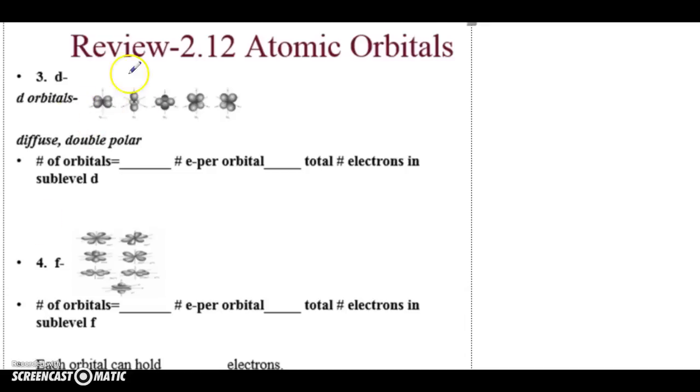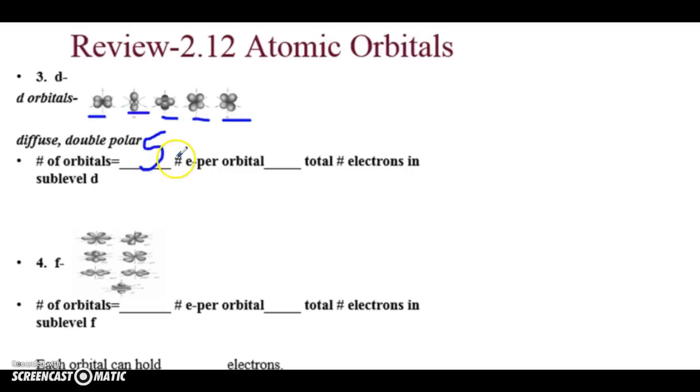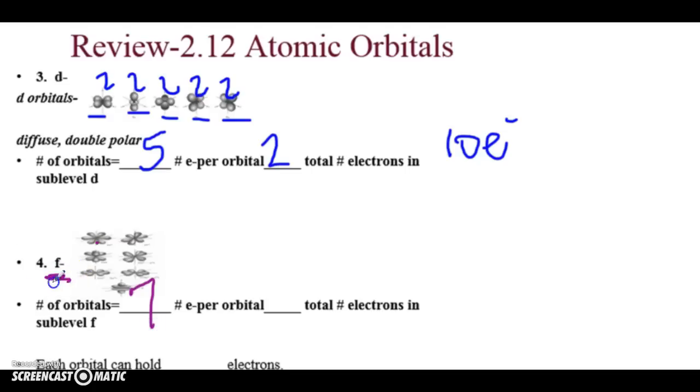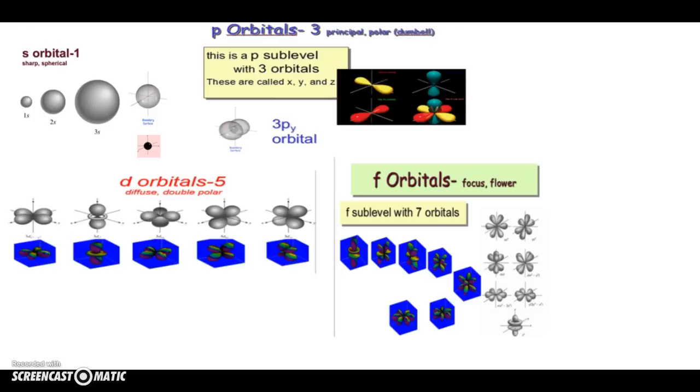Let's look at D's. D, 1, 2, 3, 4, 5. The sublevel of D has 5 orbitals, and there's always a max of 2 in each, so 10. And then we have F, and there are 7 orbitals in the F sublevel, 2 in each, for a total of 14. So each orbital can hold 2. Do not forget that. Each orbital can hold 2.